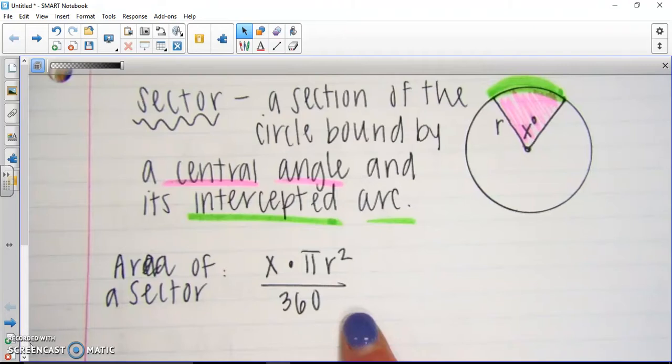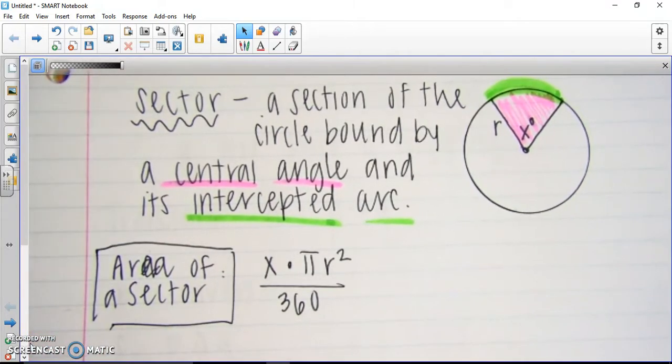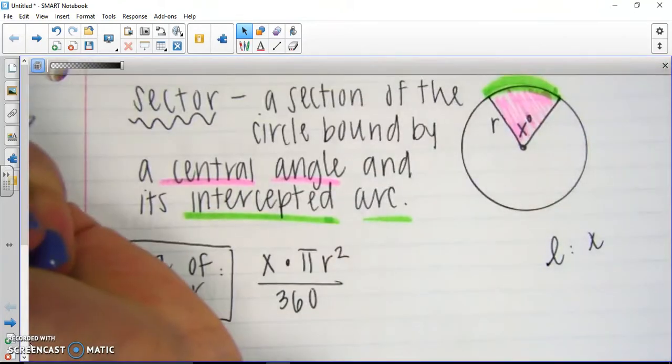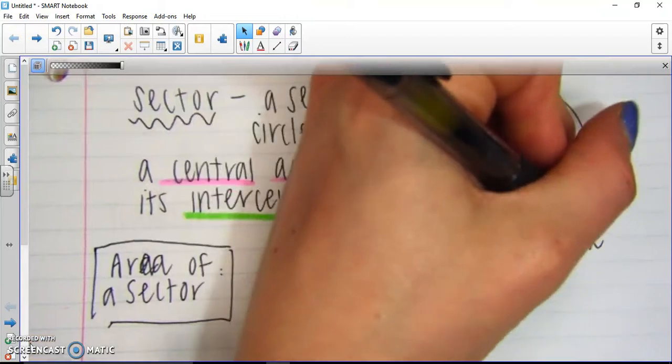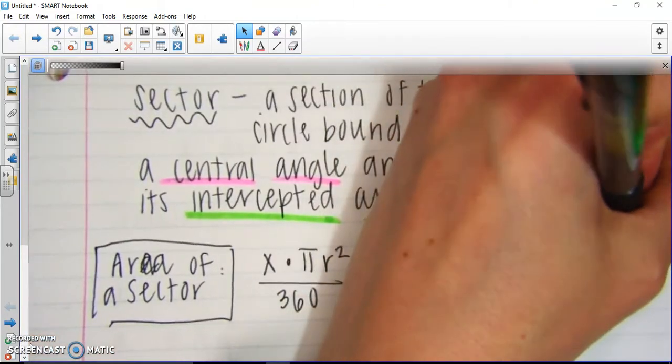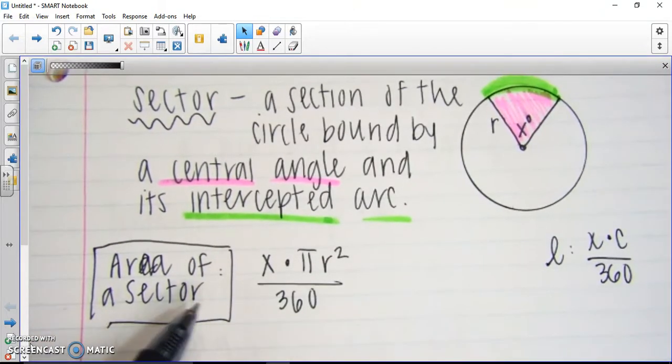So think about what this area of a sector formula looks like. It's similar to a formula we've seen before. It's kind of similar to arc length. Remember, arc length before looked like the measure of the angle times the circumference divided by 360. So it's very similar to finding the area of a sector.